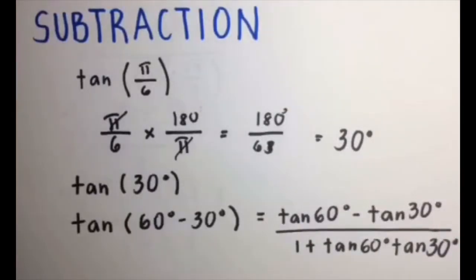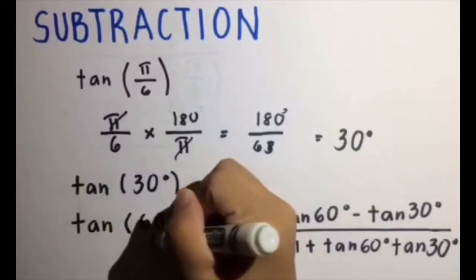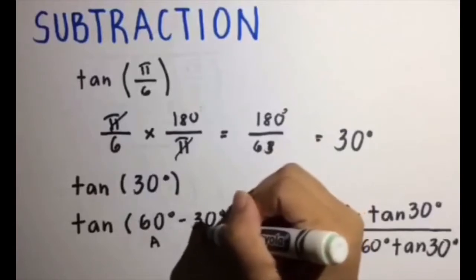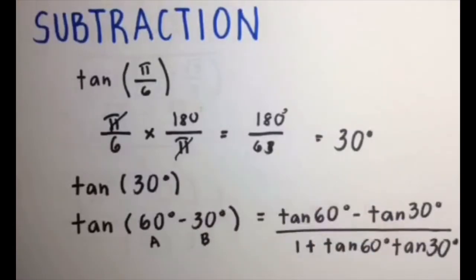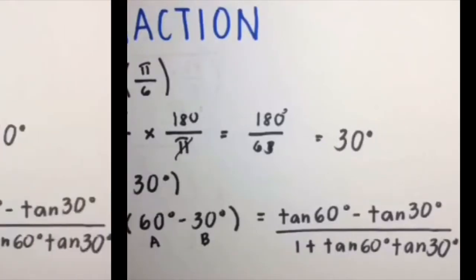We will use now the tangent of 30 degrees. The two common angles that their difference is 30 degrees are 60 degrees and 30 degrees. This will be our A and 30 degrees will be our B. Now, let's substitute it to our formula. Tangent 60 degrees minus 30 degrees is equal to tangent 60 degrees minus tangent 30 degrees divided by 1 plus tangent 60 degrees multiplied by tangent 30 degrees.